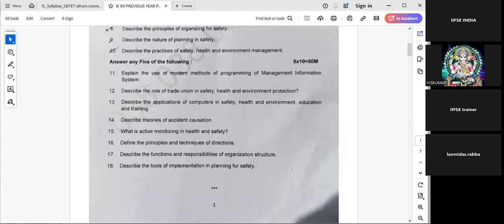And the section, which is the long answers, where you will have a choice. There you will get 8 questions out of 8. 5 questions you have to attempt. So out of 8, 5 into 10, 50 marks.